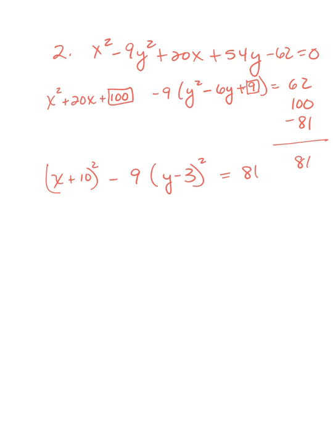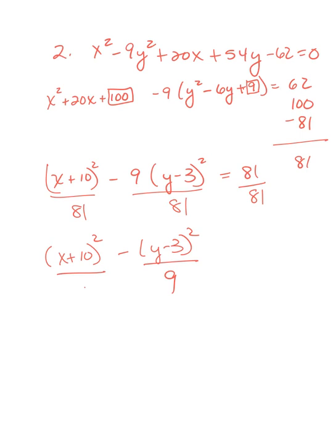But as you know, it has to be equal to 1, so we divide everything by 81. And we get (x plus 10) squared over 81 minus (y minus 3) squared over 9 equals 1. And that should be your answer.